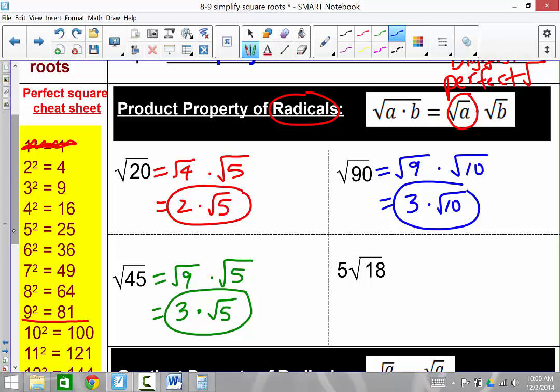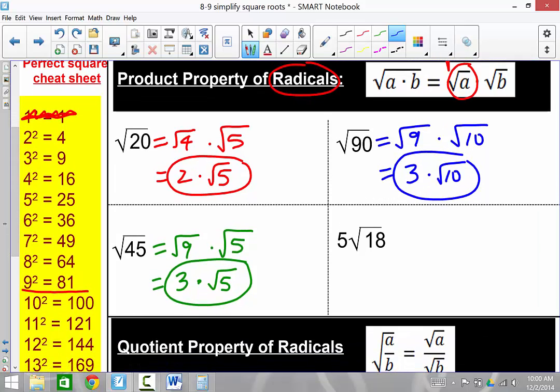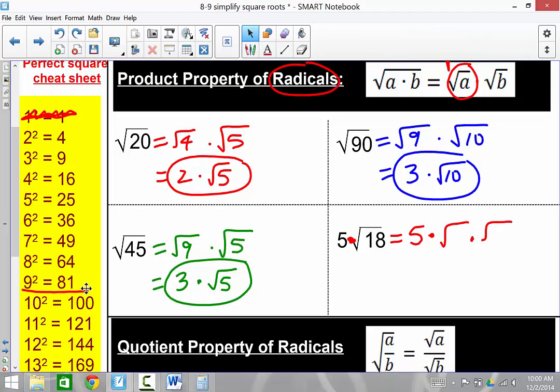Okay, last one. This one's now just a little bit different, and it's different because we have an extra number sitting on the outside. So how this is read is 5 times the square root of 18. We're going to follow all the same steps we just did. However, this 5 is just going to be incorporated at the end. So when I write this out, I'm going to write 5 times the square root of 18, which is going to be broken up into 2 separate pieces.